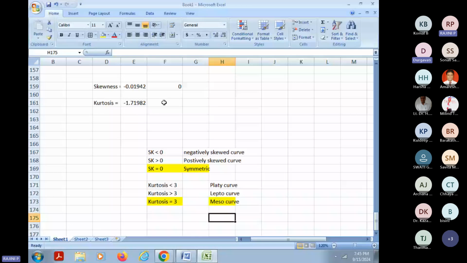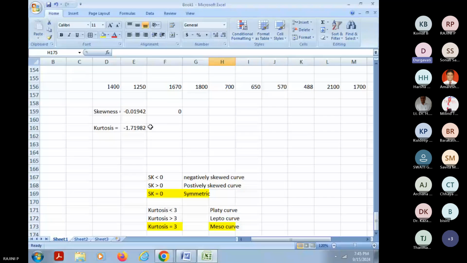And above it is minus 0.01, so we need to consider it as 0. Yes, ma'am, it is zero approximately. When you take it on a number line, minus 0.01 is very near or closer to zero, right? Whether it is positive or negative doesn't matter. Okay, ma'am. So it is symmetric, but not mesokurtic.